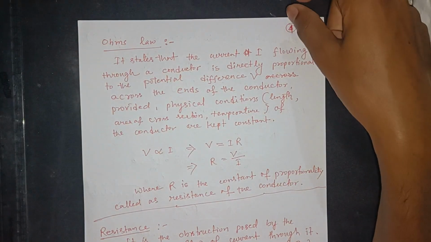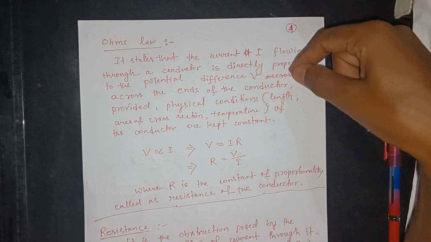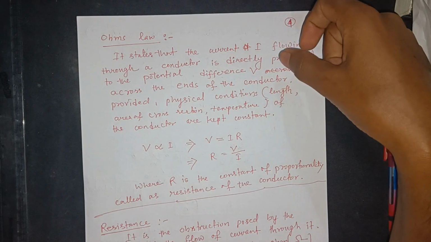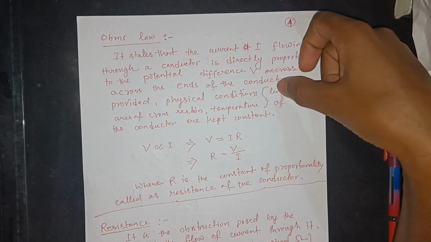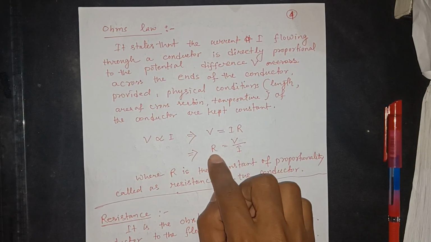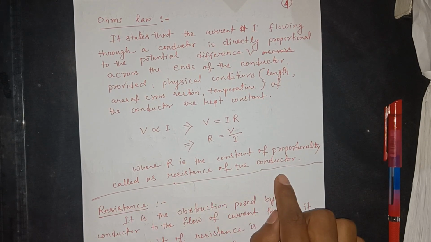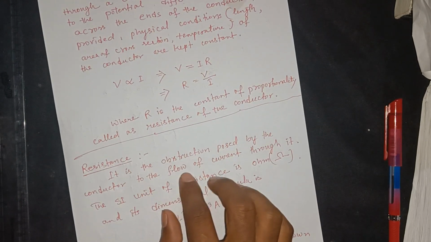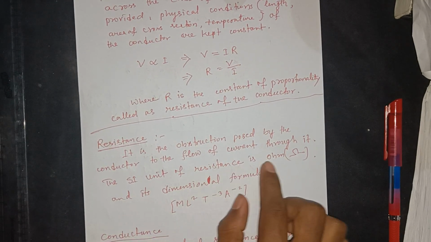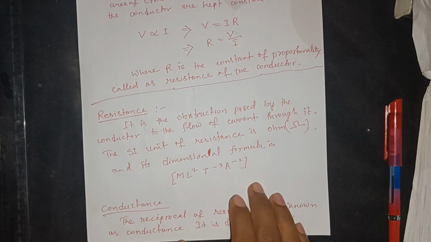Ohm's law states that the current I flowing through a conductor is directly proportional to the potential difference V across the ends of the conductor, provided physical conditions, that is length, area of cross section and temperature of the conductor, are kept constant. V is proportional to I, V is equal to IR, R is equal to V by I, where R is the constant of proportionality called the resistance of the conductor. The resistance is the obstruction posed by the conductor to the flow of current through it. The SI unit of resistance is ohm and the dimensional formula is ML²T⁻³A⁻².